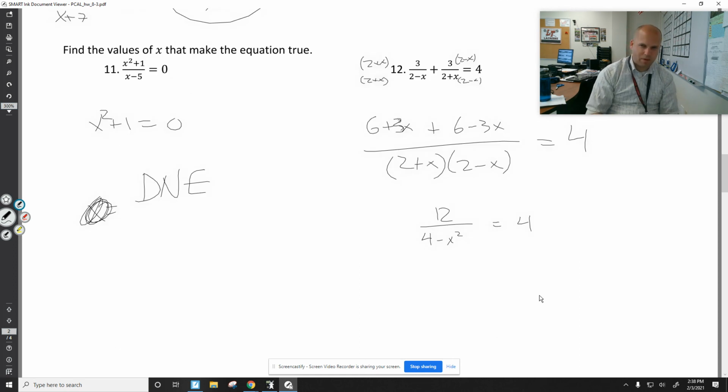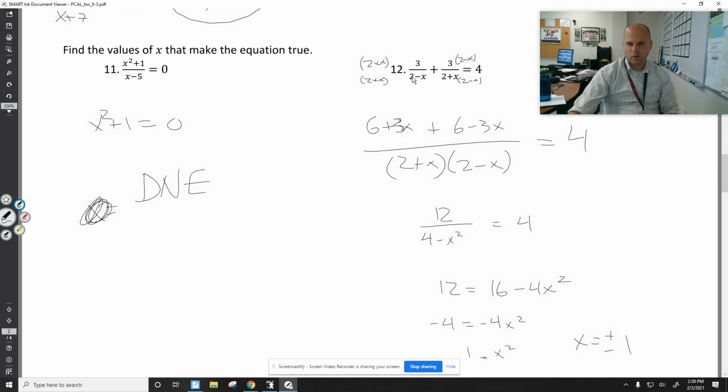Multiply both sides by that 4 minus x squared. This is easier than if we move the 4 over, in my opinion. It's 16 minus 4x squared. Subtract the 16 from both sides, you get negative 4 equals negative 4x squared. You get x squared equals 1. X equals plus or minus 1. Does that work? 3 over 1 plus 3 over 3. It's 3 plus 1. 3 over 3 is 1. Plus or minus 1 actually works. That's tricky. That's a good one.